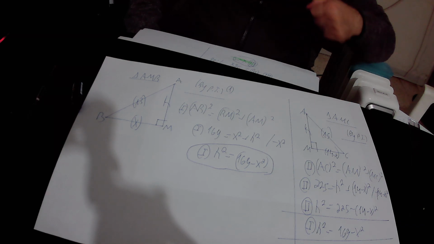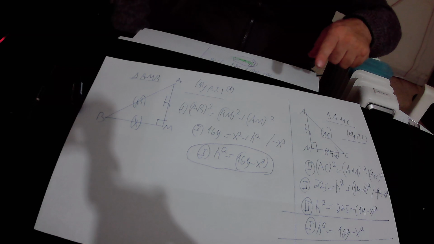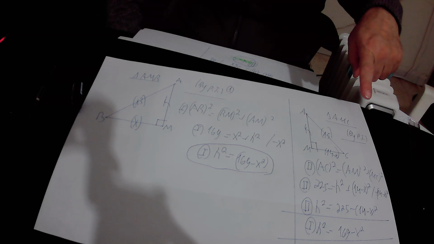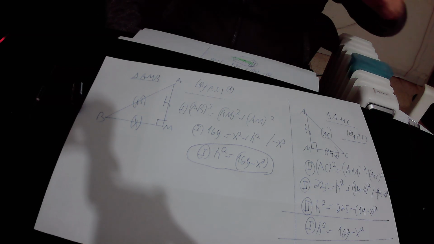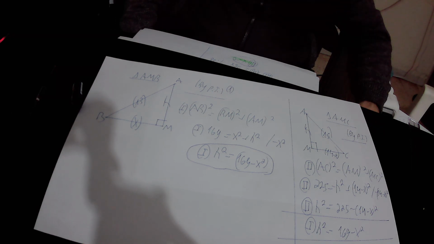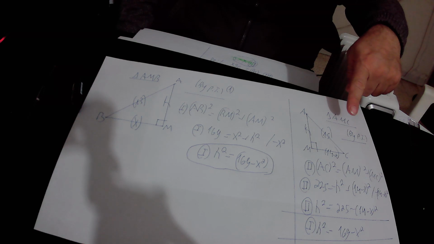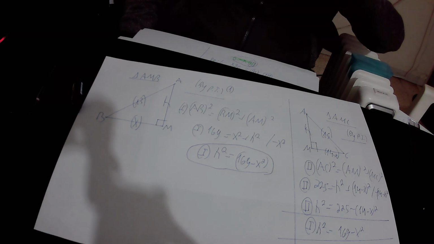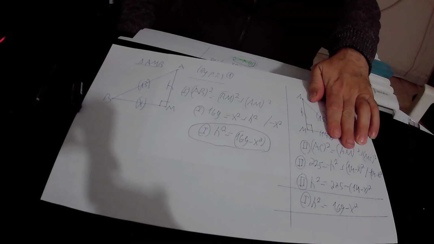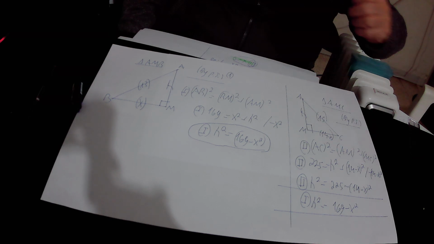In this triangle AMC, PT is a version from Pythagoras theorem. According to the Pythagoras theorem, in this triangle AMC, we get that AC squared equals AM squared plus MC squared. AC is 15, therefore AC squared is 15 squared, that is 225, and it must be equal to AM squared. AM is h, therefore AM squared is h squared, plus MC squared. MC is 14 minus x, therefore MC squared is (14 minus x) squared. Here we subtracted (14 minus x) squared from this equation, and finally we found out that h squared equals 225 minus (14 minus x) squared.